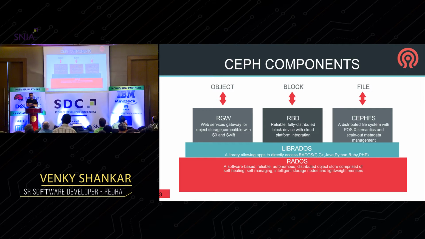We are talking about block, but all three things, which is object, block, and file, are built over something called librados. RADOS provides an API in the form of a library which is called librados, and all three, RGW, RBD, Ceph FS, use librados to interact with the Ceph cluster. RGW is a web services gateway for object storage compatible with S3 and Swift. RBD, which we are going to talk about in detail, is a fully distributed block device with integration with OpenStack and CloudStack. Ceph FS is a distributed POSIX compatible file system.